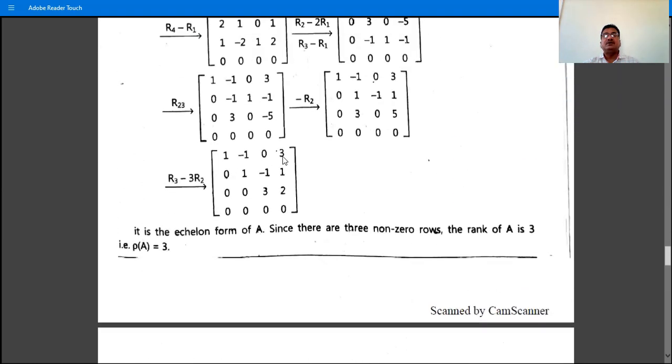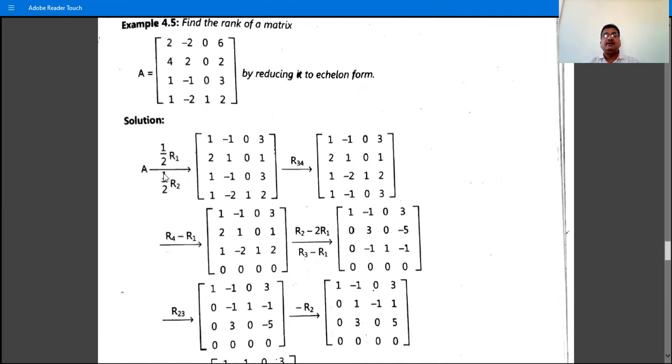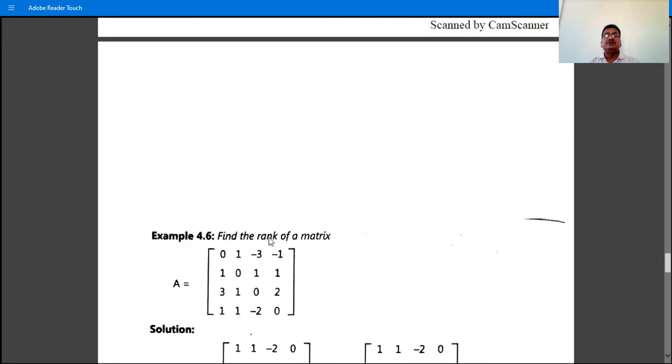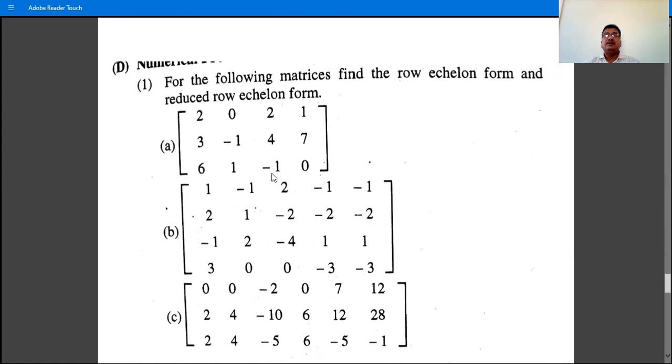By using a finite number of elementary row transformations, we can reduce the matrix to echelon form. Just observe the notation. That is, write A, then write an arrow, and write the operations below and above the arrow. So this is the procedure, just write the arrow.